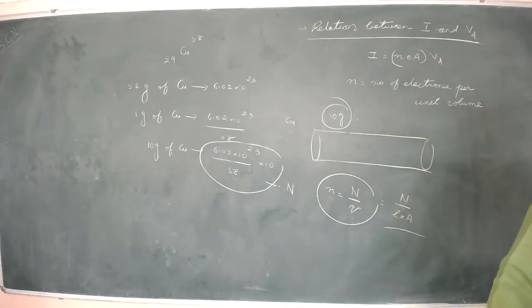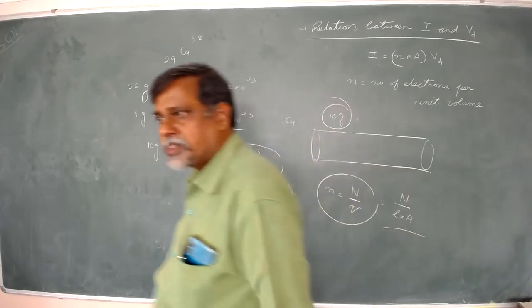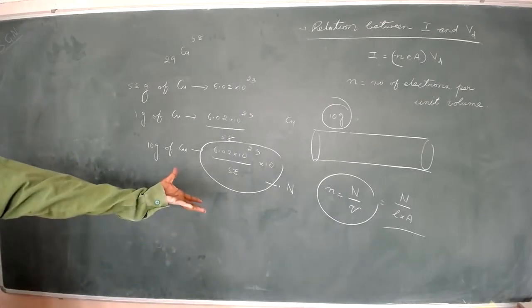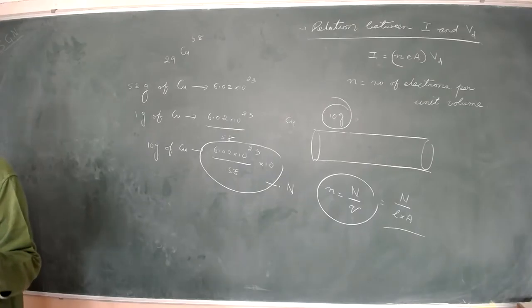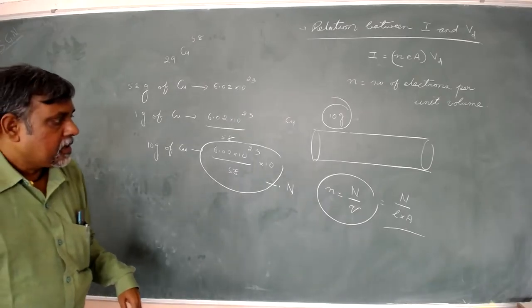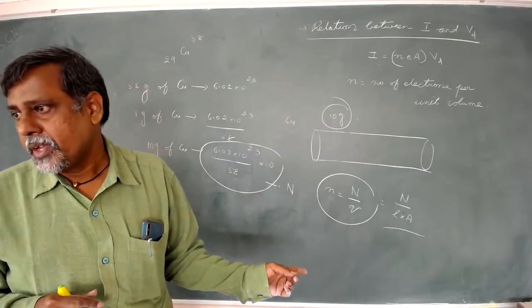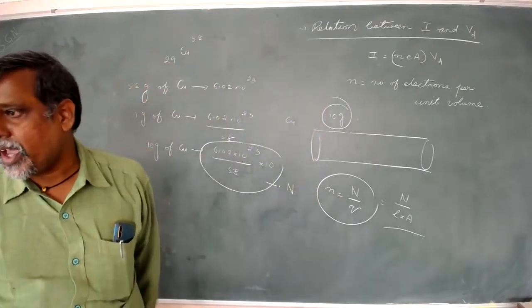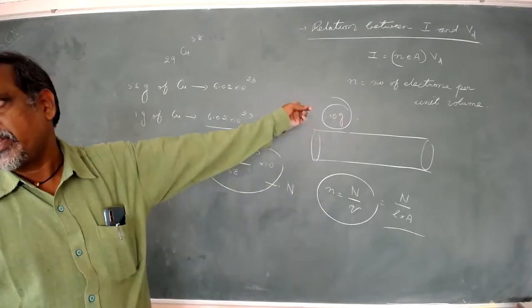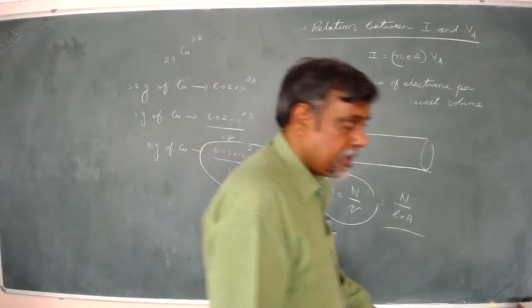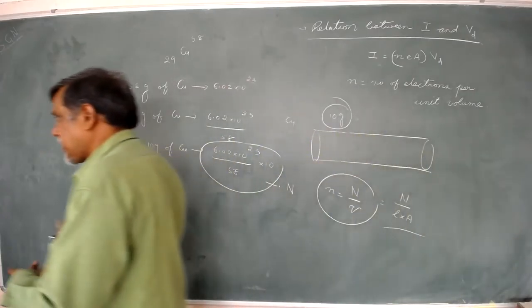Small n will not be given directly, remember. Of course, sometimes it may be; then you will be lucky, time saving. If the data of the problem is like this, then this is the procedure to apply. First, calculate the total number of particles present in the given specimen conductor, divide by volume, and you get small n. Substitute that in the equation I = nEAvd. That is the relation between the electric current and drift velocity.